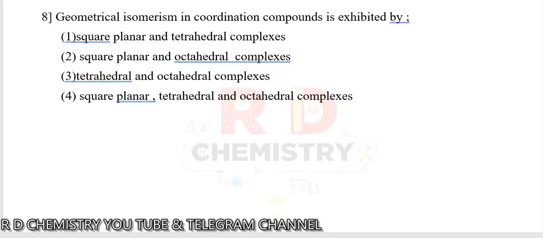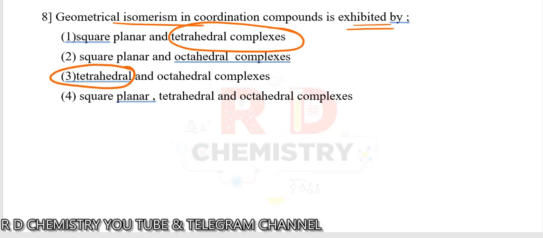Question number 8. Geometrical isomerism in coordination compounds is exhibited by. Remember, tetrahedral complexes do not show cis and trans isomerism, because if you change the ligands, the bond angle is always 109.5 degrees. The relative positions are the same. Therefore, remember, tetrahedral cannot show cis trans, remaining square planar and octahedral can show the cis trans isomerism. Therefore, answer is option number 2. Right?